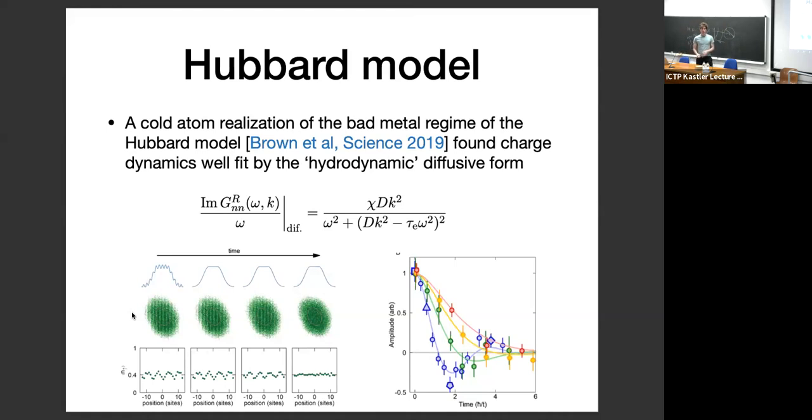Quite high. It's from about 1/3 of the Fermi energy to a few times the Fermi energy. Yeah, thank you. These are quite high. So this is in the bad metal regime of the Hubbard model at quite high temperatures. And this is 2D or 3D? 2D.